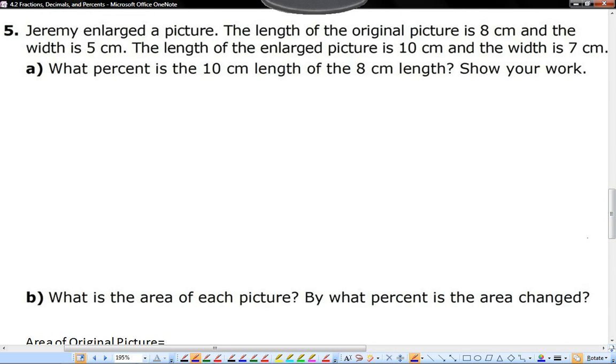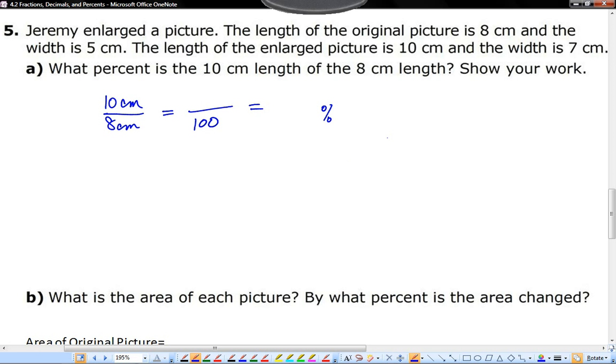Now, number 5, we've got a bit of a problem here. A word problem. It says that Jeremy enlarged the picture. The length of the original picture is 8 centimeters and the width is 5. The length of the enlarged one is 10 centimeters and the width is 7. What percent is the 10 centimeter length of the 8 centimeter length? So we're doing a comparison of 10 centimeters compared to 8 centimeters, and we'd like to know what is that as a percent.